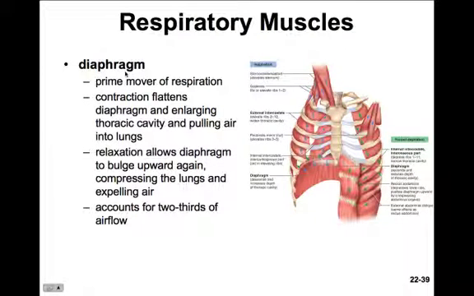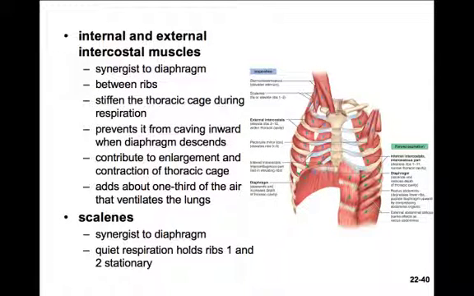So first, let's explore the respiratory muscles. The diaphragm is the prime mover of respiration. It's the big respiratory muscle. When it contracts, the diaphragm enlarges the thoracic cavity by pulling down into the abdominal cavity. It pulls air into the lungs. As the diaphragm relaxes, it bulges upward again, compresses the lungs, and expels air. It accounts for about 2/3 of the airflow all on its own.